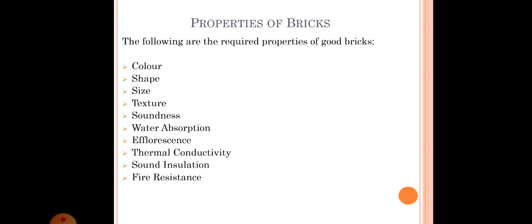And of course the hardness, it should be hard. So how will we test the hardness? When you scratch the brick using your finger, it should not produce any impression.